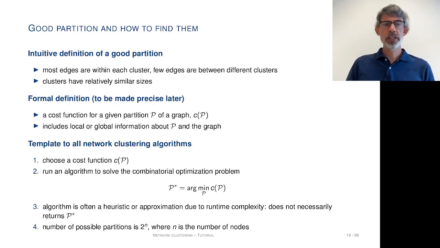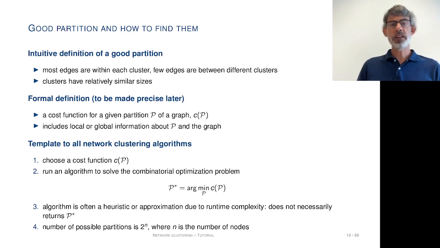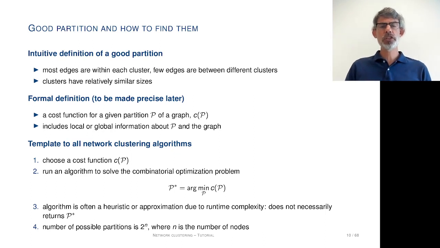So, what makes for a good partition and how do we find them? Here's an intuitive definition of a good partition, a good network cluster. Most edges should be within the cluster and few edges should be between different clusters. Moreover, clusters should have relatively similar sizes.